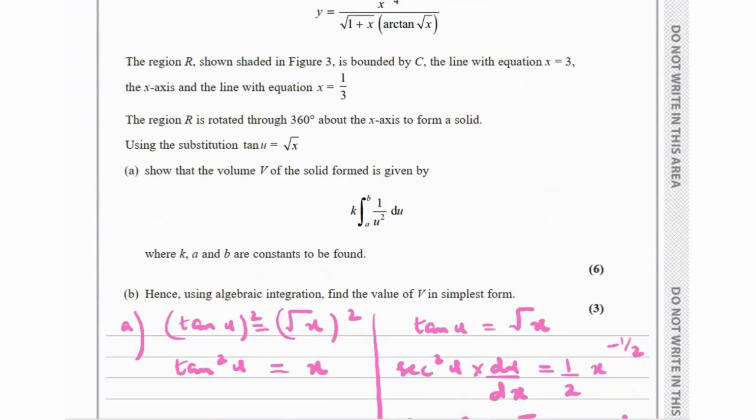That's your answer to part A, because I just wanted to convert the volume into this form: k times the integral of 1 over u square du. So k is 2 pi, and we have 1 over u square. Then it says, hence using algebraic integration, find the value of v in simplest form.